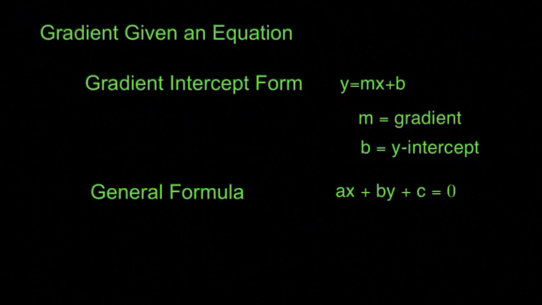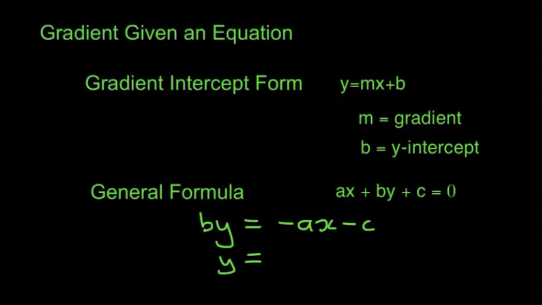We start off with ax plus by plus c equals 0. Now I'm going to remove everything that is not a y term over to the right hand side of the equal sign. By is equal to minus ax minus c. Now to find out what just y is going to equal, I'll divide through by b, which gives me the equation y is equal to minus a on b x minus c on b.